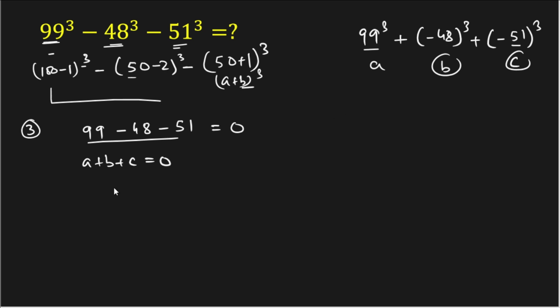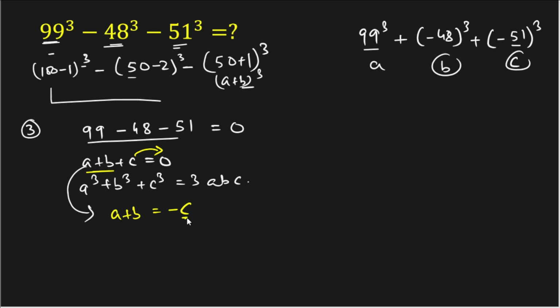The formula is that a cube plus b cube plus c cube will be 3 times a times b times c. How does it become 3abc? Look here. Now we can write a plus b equal to negative c. Here we have taken c to the right hand side, it is negative c, and now we'll cube both sides, so we'll get a plus b and its cube, and on the right hand side we have negative c and its cube.